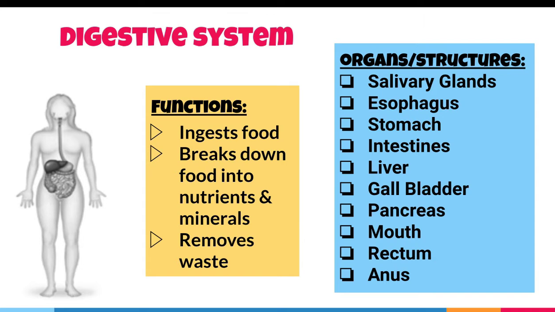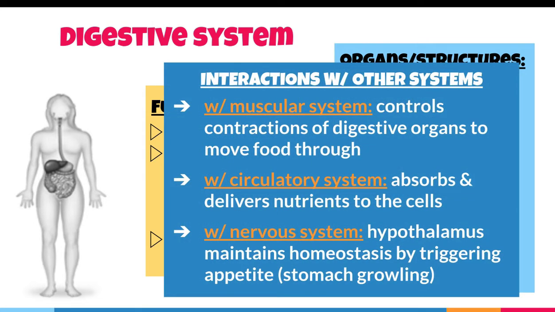The organs and structures that are involved in the system, it's a longer list. We have salivary glands, they're the things that make your mouth water. Your esophagus, your stomach, your intestines, both small and large, liver, gallbladder, your pancreas, your mouth, your rectum, and your anus. This system interacts with the muscular system, and the muscular system is able to control the contractions of the digestive system, and it's able to move the food through this system.